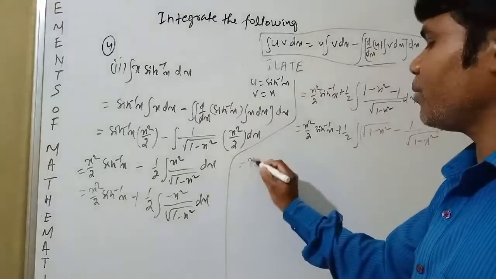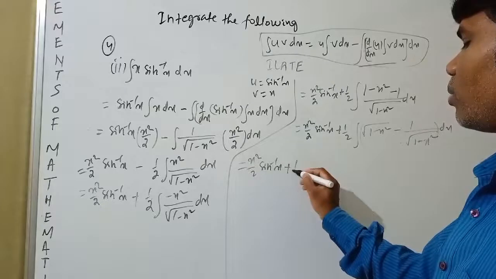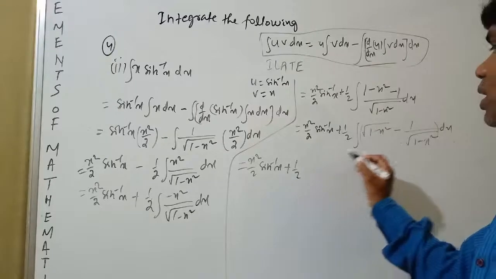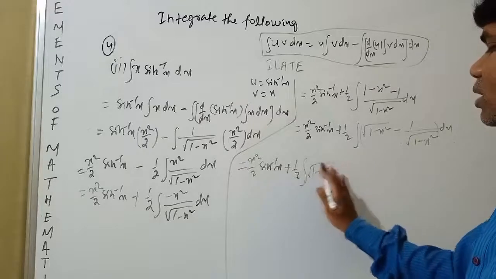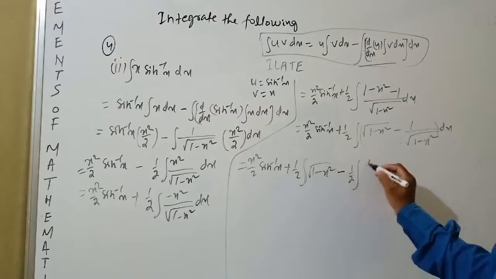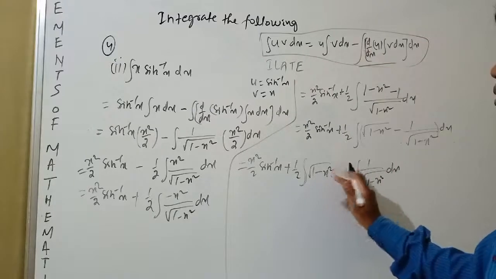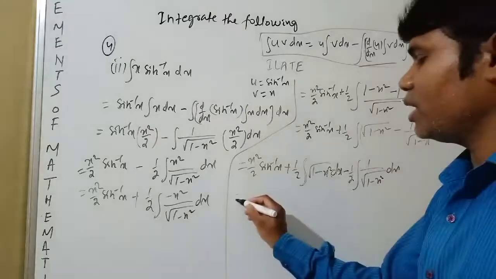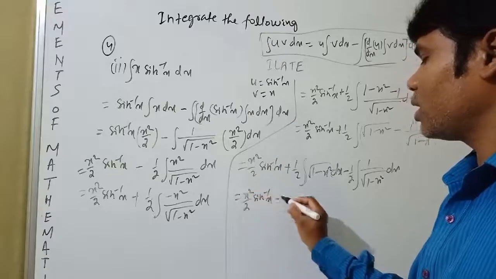Is equal to how much? x square by 2 sine inverse x plus half integration of root over 1 minus x square, minus half integration of 1 by root over 1 minus x square dx. Here you write dx also. Okay, is equal to x square by 2 sine inverse x plus half.